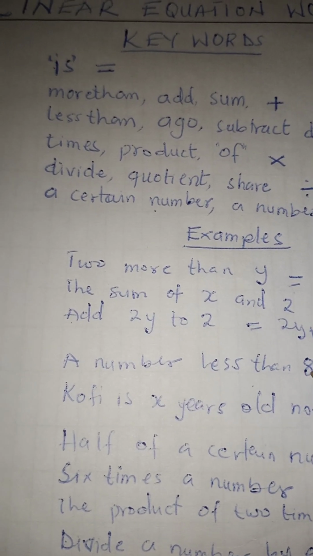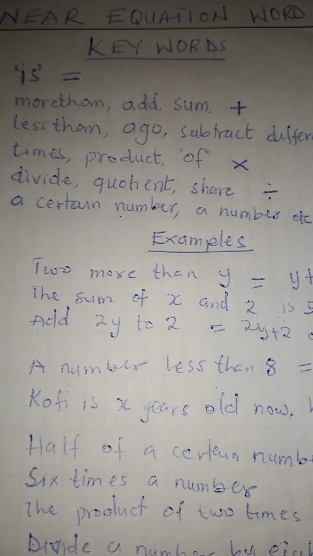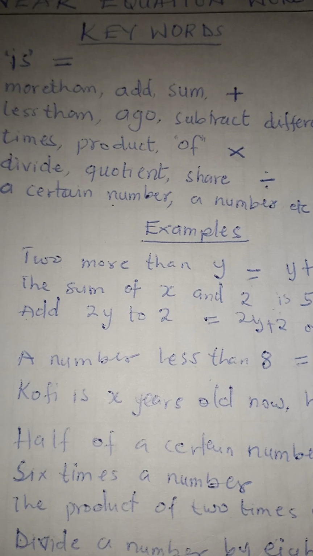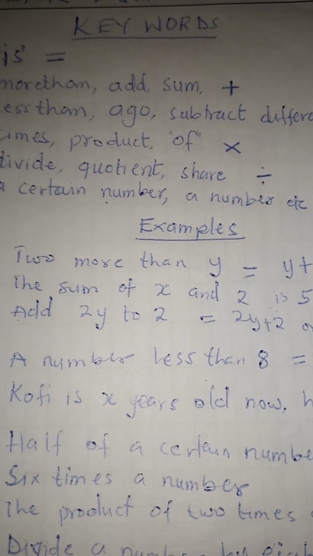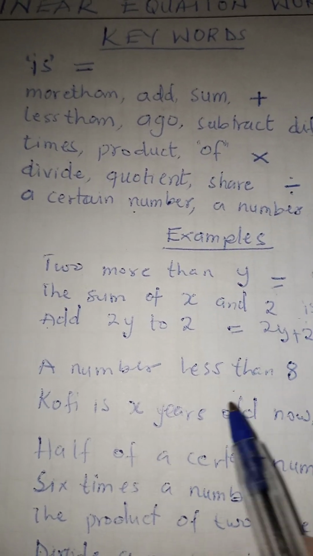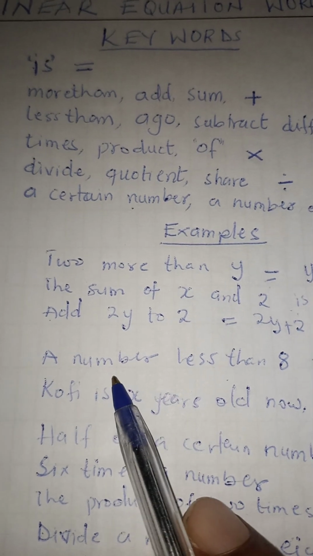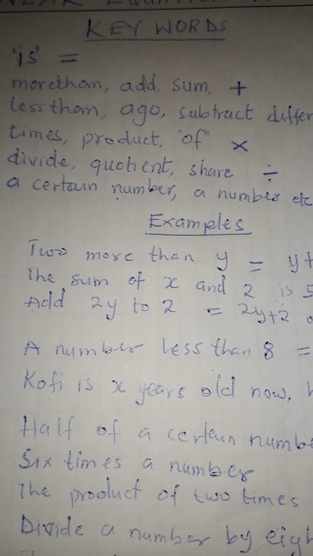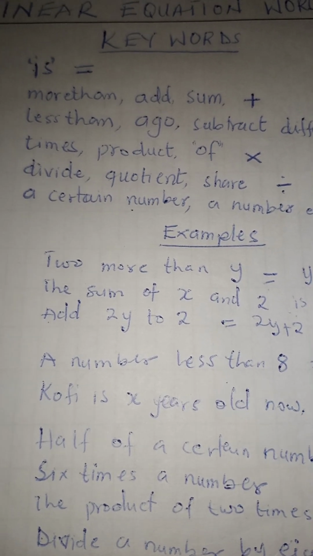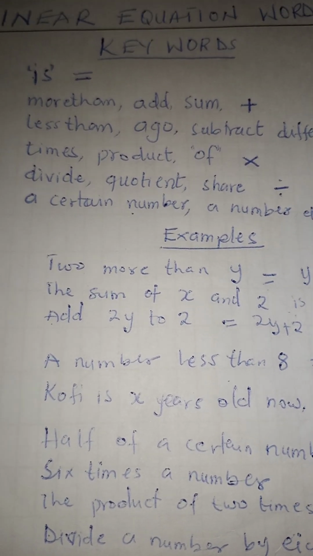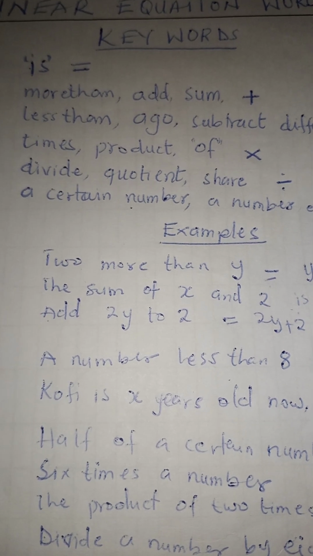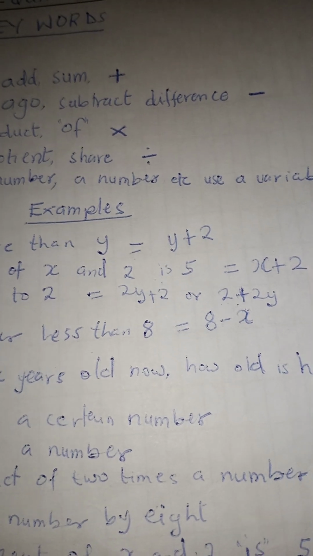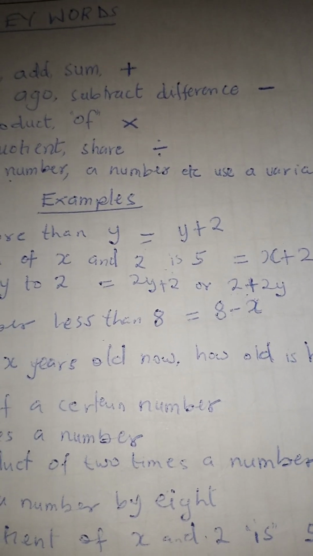So a number less than 8 mathematically can be written as 8 minus x, right? 8 minus x. A number less than 8, we don't know the number, that's x; the x must carry the sign which is minus. If you write it the other way, x minus 8, the answer will be wrong. So you have to be very careful when it comes to subtraction, right?